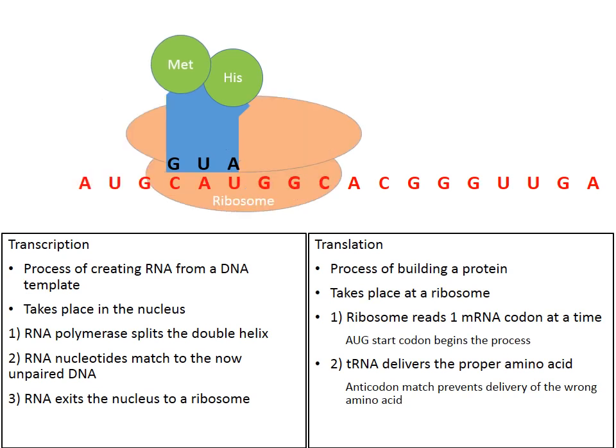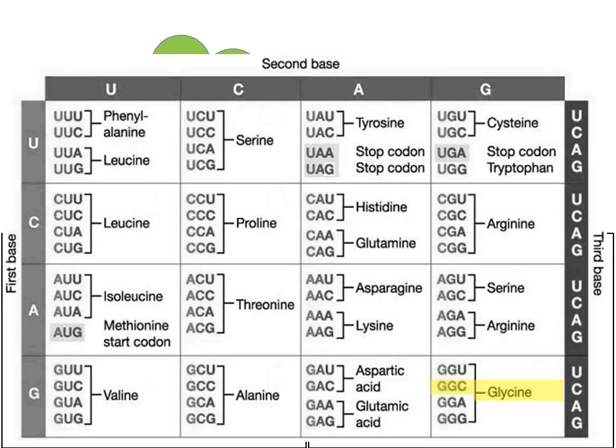Notice what just happened. The ribosome moved down 1 codon. GGC is now flashing. tRNA is going to bring over the proper amino acid. But how do I know what the proper amino acid is? I look on my chart. I find GGC. That's the code for glycine. Transfer RNA is supposed to deliver glycine.